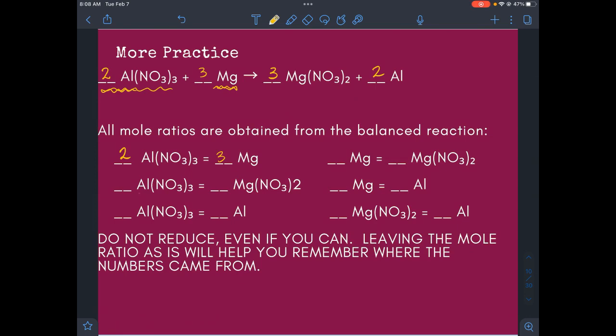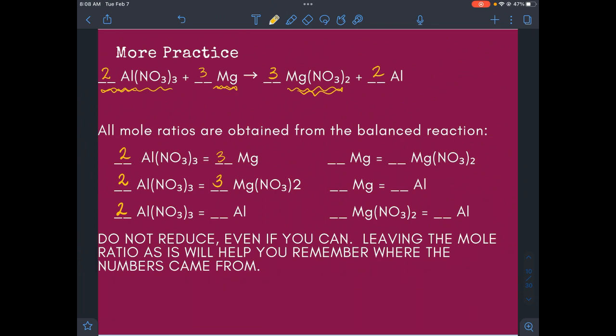The next one, I have again the aluminum nitrate. It had a coefficient of 2. And next I have the magnesium nitrate on the product side. That has a coefficient of 3. There we go. So we see that we're just pulling the coefficients. Go ahead and pause the video and then check back with me when you have tried to fill in the rest.